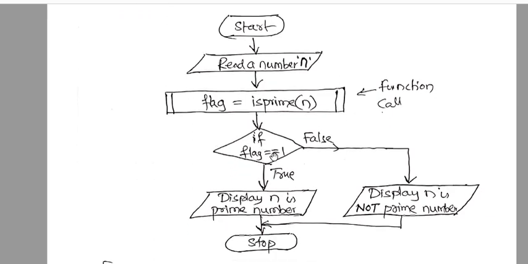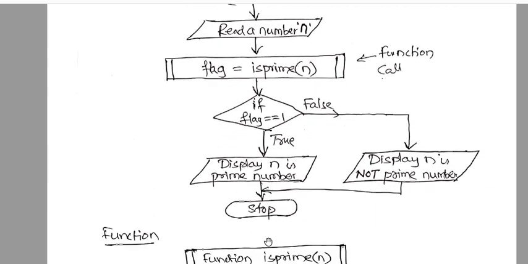If flag is equal to 1, if the answer is true, it will display n is a prime number. If flag is equal to 0, this condition becomes false, and it will display n is not a prime number, and then it will stop. If it is 1, it will display it is a prime number and stop. If it is 0, it will display it is not a prime number and stop.